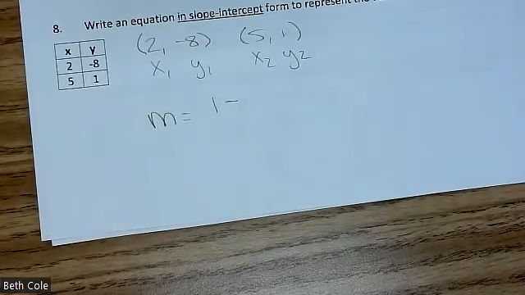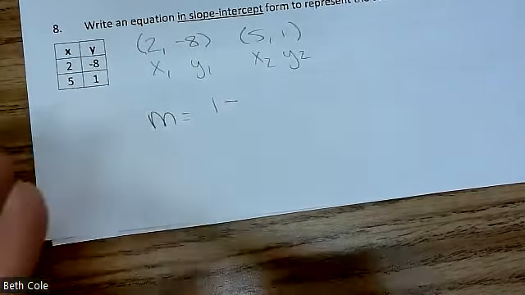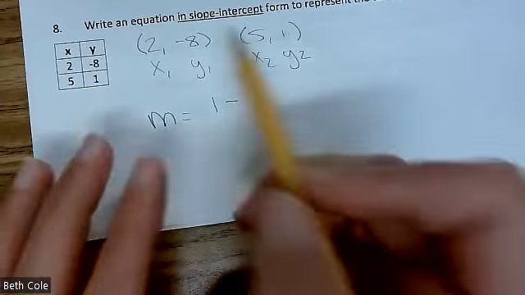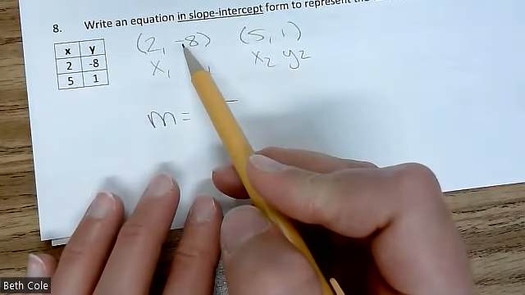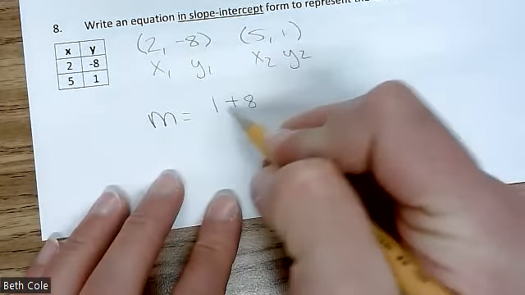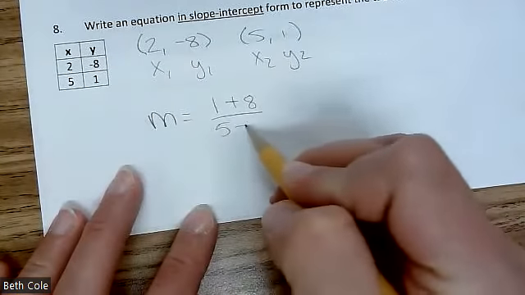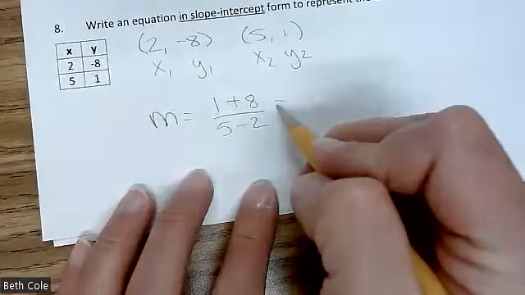Minus -8. Now, if you do minus -8, you add it. It'll be +8. Good. It's like pulling teeth. All right. And then it'll be 5 minus 2. Minus 2, good.